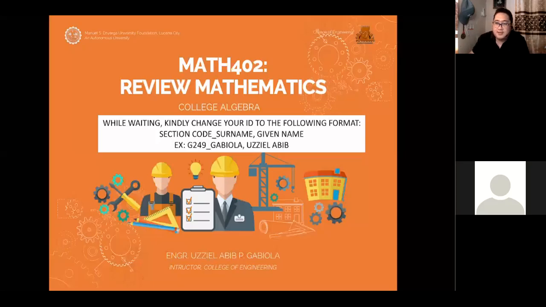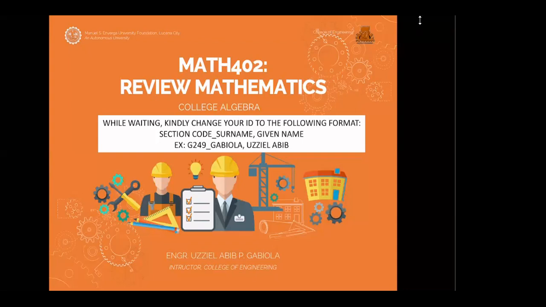Okay, good morning guys. Welcome sa subject natin for today, review mathematics. And for today, we will be discussing yung ilan sa fundamental concepts ng college algebra, and we will be solving past board exam problems so that we can apply these concepts dun sa actual board exam situations or scenarios natin.